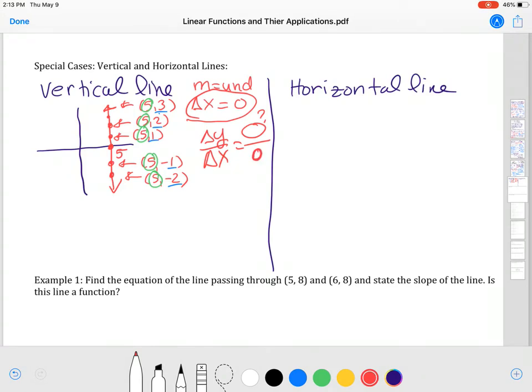I could have a change in y, let's say 10 on top. And it doesn't matter what that number up top is. If I'm dividing by 0, automatically it's undefined. It doesn't even matter what the top number is.